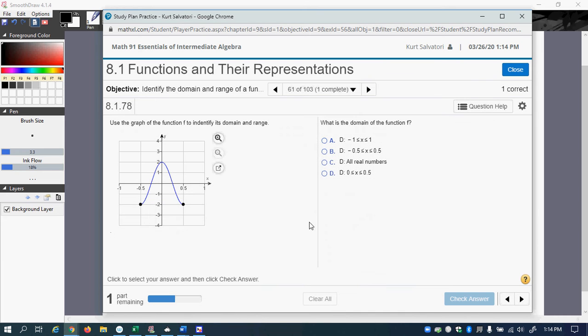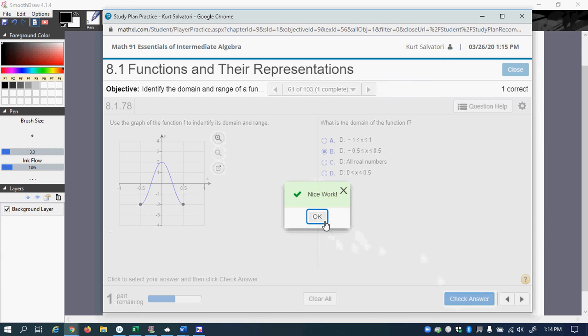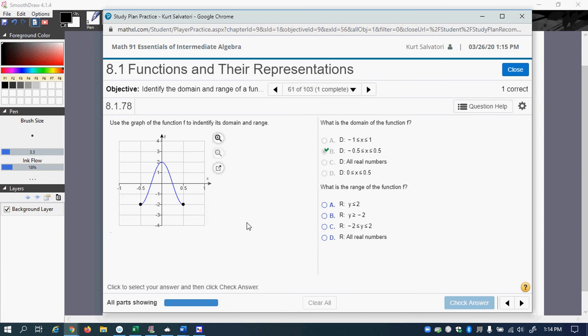Okay, so let's take a look at another problem. It says use the graph of the function to identify the domain and range. For the domain, I can see that right here is -0.5, and it goes all the way up to 0.5 for the x domain. So that looks like this one here. I can check my answer. That's right. Now it wants to know what it is for the y. The lowest for the y on this curve is -2, and it doesn't get any higher than 2, so it has to be this one here. And so that does it.